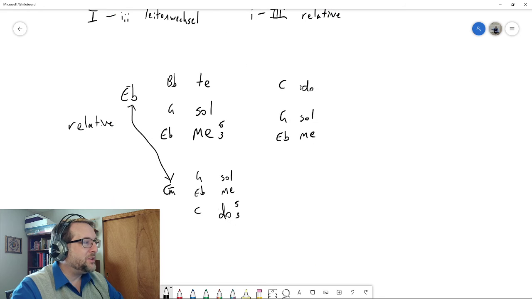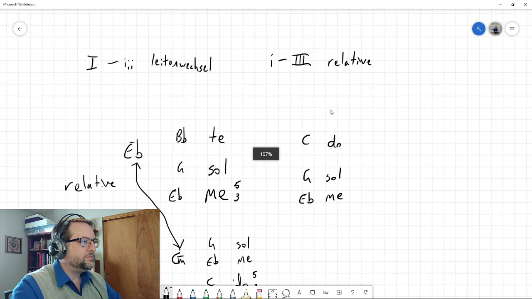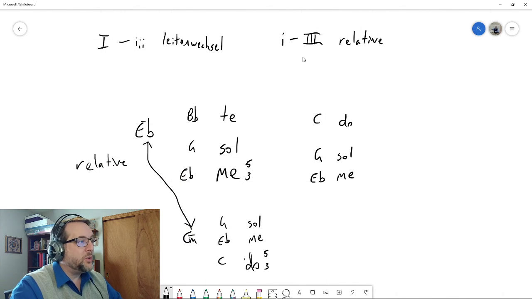And so that me, sol, te in minor, the me 5-3, is used a lot, and that relationship where we modulate to the relative major is extremely common in minor, happens very easily.